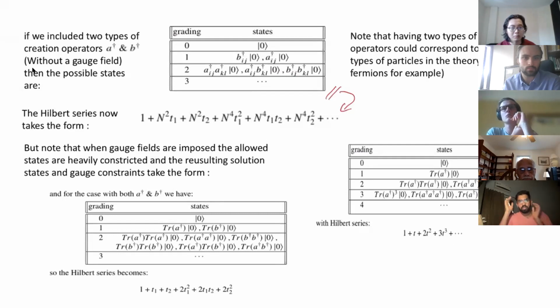However, as Peter already talked about, we know that when a gauge constraint is imposed on the system, the number of allowed states is heavily restricted. As we saw, no more free indices were allowed in that case, and everything had to be in the form of traces. And so we can clearly see that here.